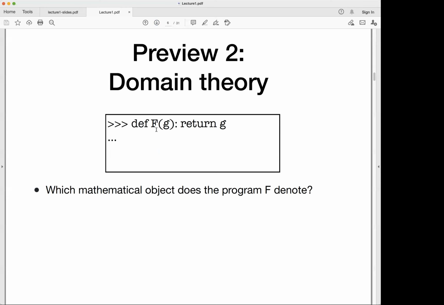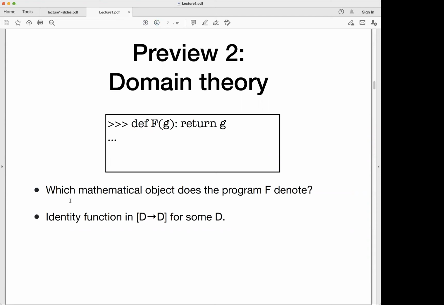Okay. Then we may ask the following question: what kind of mathematical object does capital F denote? And there is an obvious answer. The answer is that it's going to be an identity, because it just returns its input. It's just going to be the identity function over some set or something D.